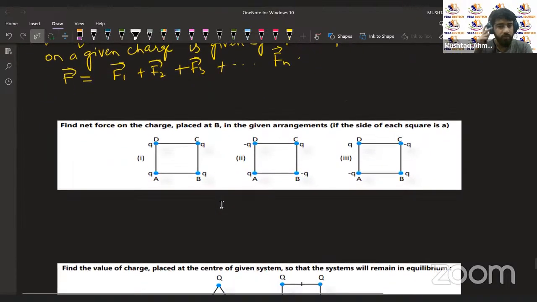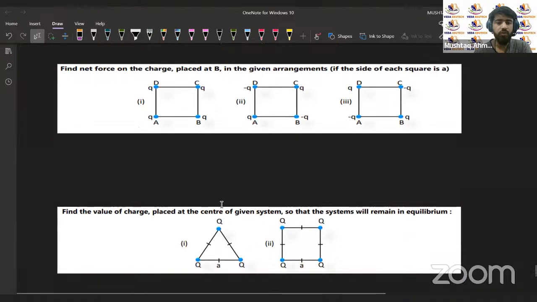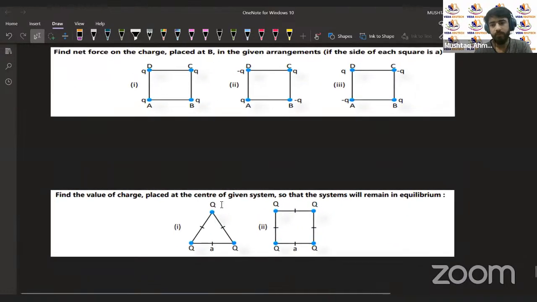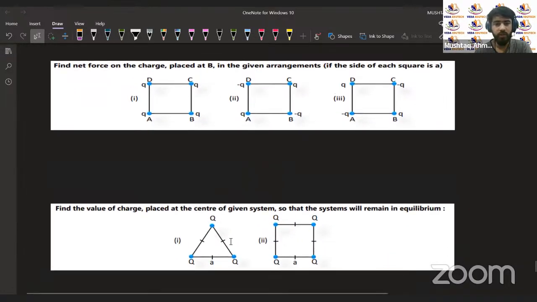Let's try to solve some of the questions related to the superposition principle and try to find how the net force on charge q varies in the presence of any other charge.